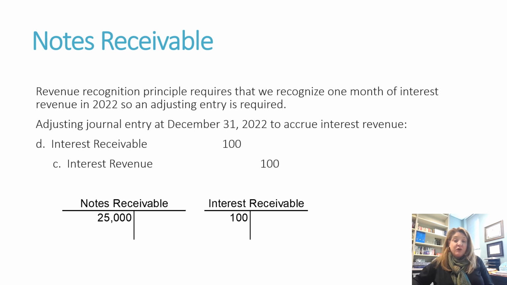So interest revenue of $100 will be reported on our income statement, and then on our balance sheet in our current assets section, we'll report both the notes receivable and the interest receivable. You do want to note that the interest goes into a separate account. It is not correct to put it in with the note. The note is only going to be the face amount or the principal amount of the note.